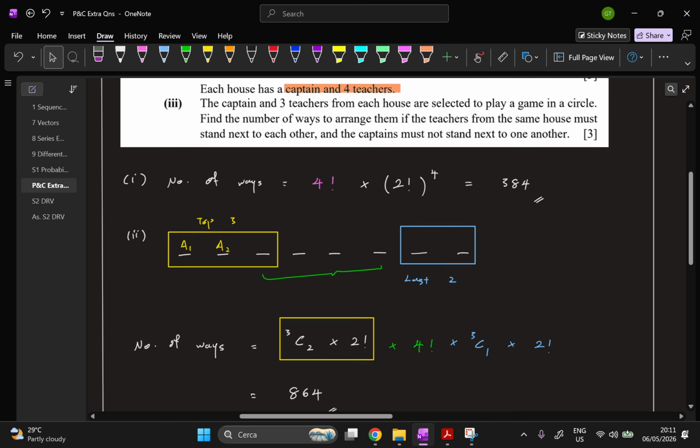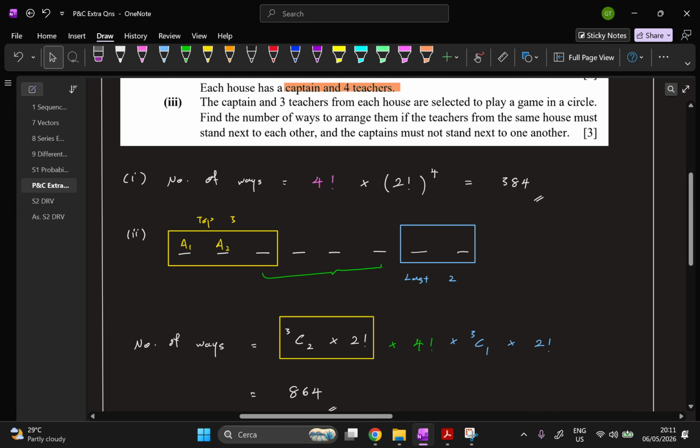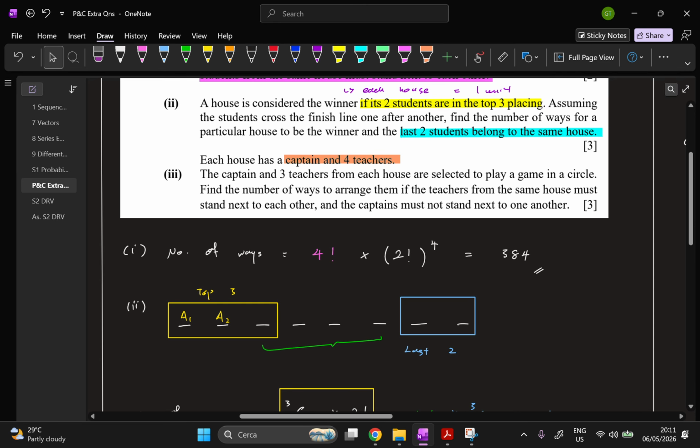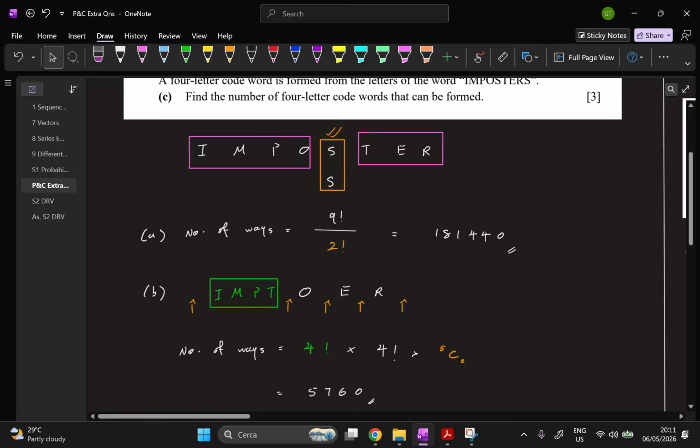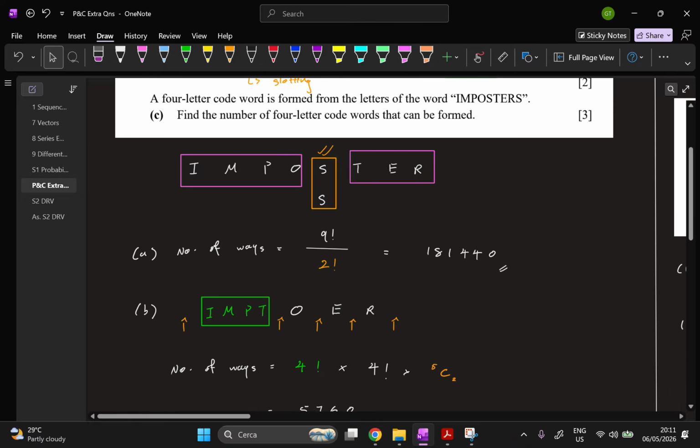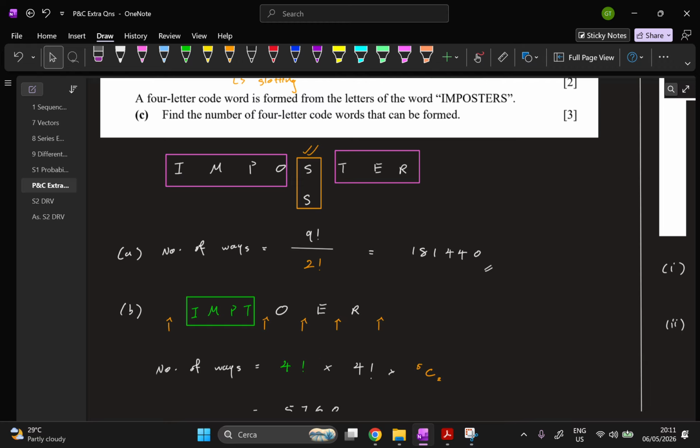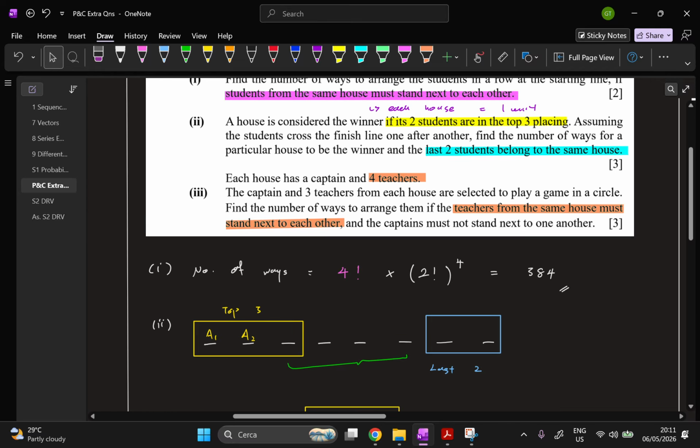So they give us a couple of conditions here. They say the teachers from the same house must stand next to each other. So the 4 teachers must stand next to each other, which means we are going to group them as one unit, correct? And the captains must not stand next to one another. So circle back to what we did at the start. Everybody who is well behaved and can be together, we settle first. Anybody who is misbehaving and must be separated, we settle last.